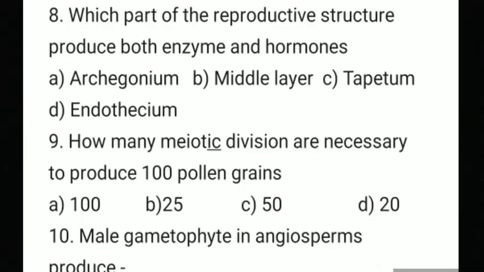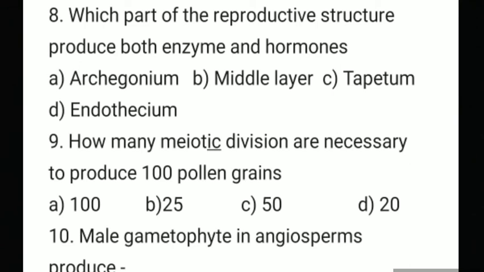Next, question number 8. Which part of the reproductive structure produces both enzymes and hormones? Archegonium, middle layer, tapetum and endothecium. Here the answer is option C, tapetum. Its chief function is the production of enzymes and hormones, mainly IAA, indole acetic acid, and secretion of nutrients for the developing pollens.